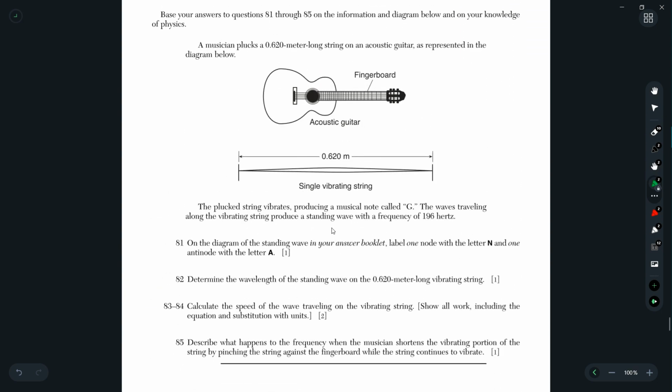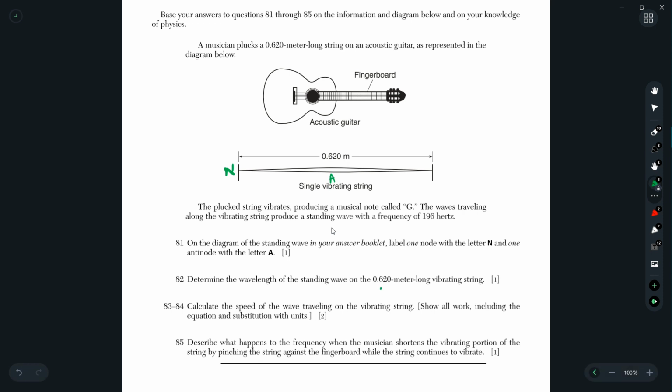All right, last set. Label one node and one antinode. Here's a node, here's an antinode. Boom, done. What is the wavelength of this wave? All right, and let me put the antinode here so you can see. So this is not the whole wave, right? It's only half the wave.